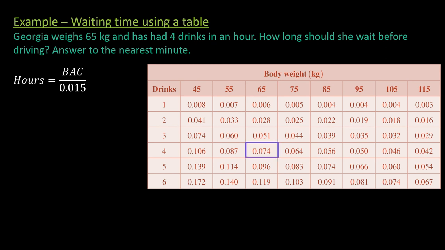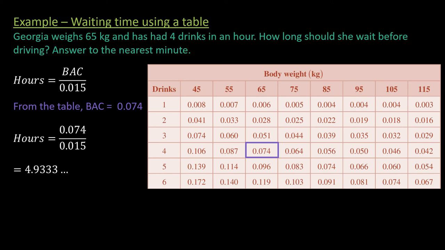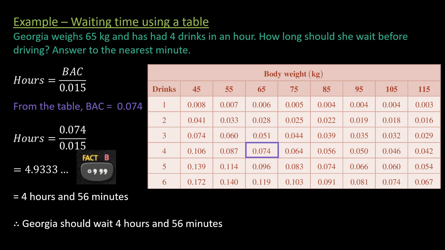So we need to use the table again. We're going to 65. We're going down until we hit 4 drinks. That lands us at 0.074. So we substitute that into our formula. We need to calculate that. It comes out as a decimal, so we are going to press that button again. And that again gives us exactly 4 hours and 56 minutes. So, summary statement: therefore, Georgia should wait 4 hours and 56 minutes.